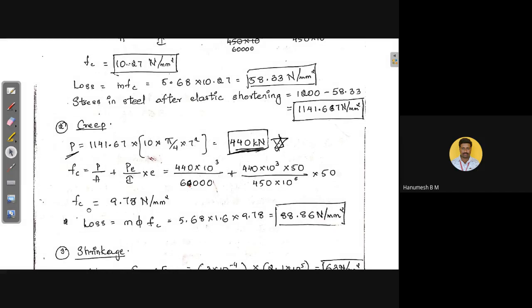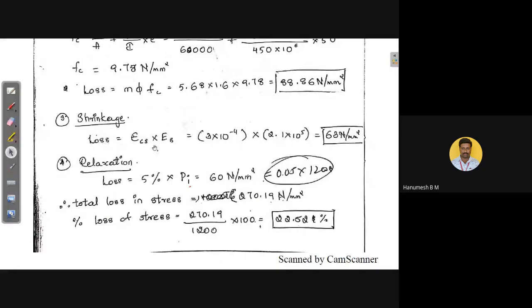In the next step, we shall calculate the loss due to shrinkage of the concrete. We have the ultimate shrinkage of the concrete, hence the loss is equal to ultimate shrinkage of the concrete multiplied by Young's modulus of the steel, which is equal to 3 into 10 raised to minus 4. It is given in the data, multiplied by Young's modulus of the steel 2.1 into 10 raised to 5. It is also given in the data. Hence the loss due to shrinkage is equal to 63 Newton per mm square.